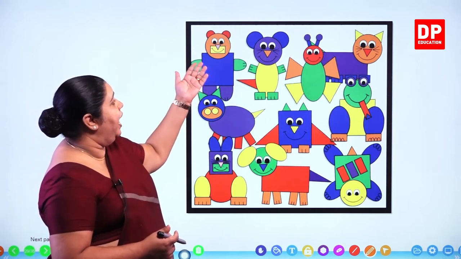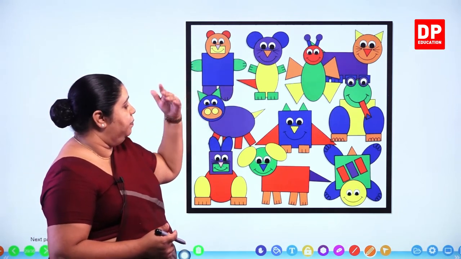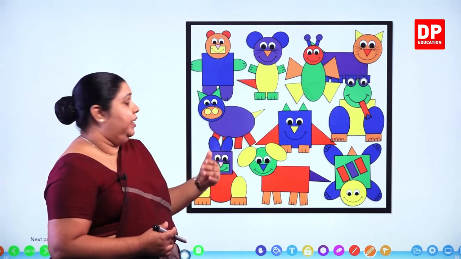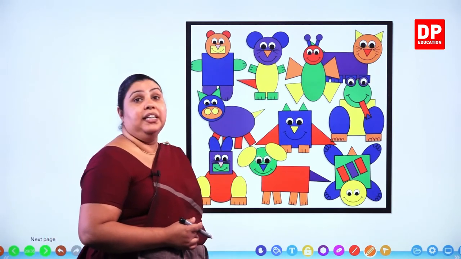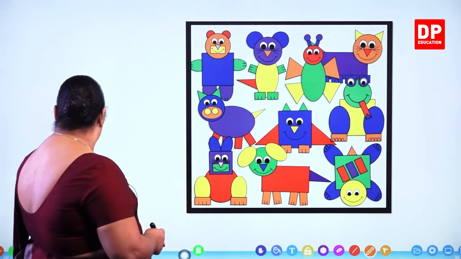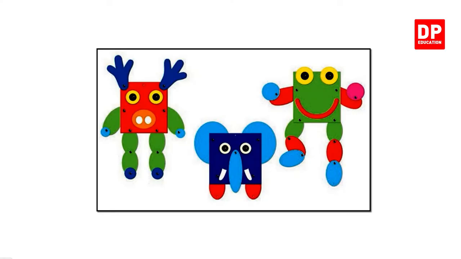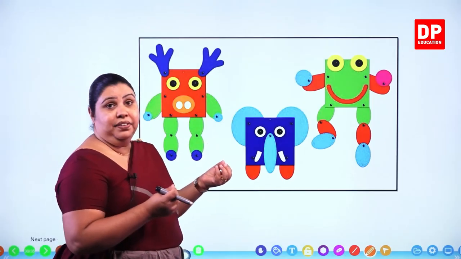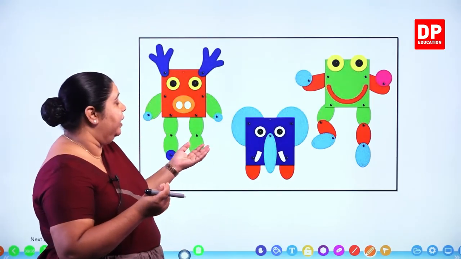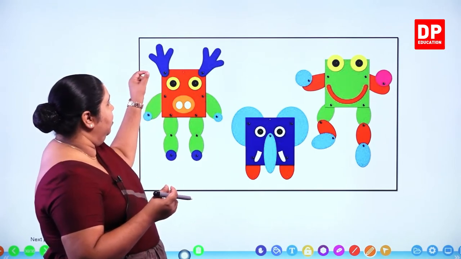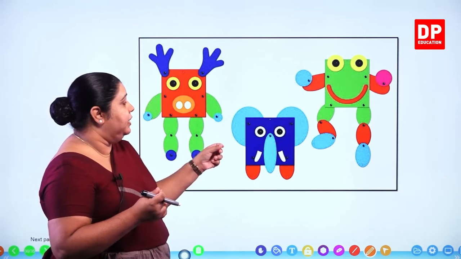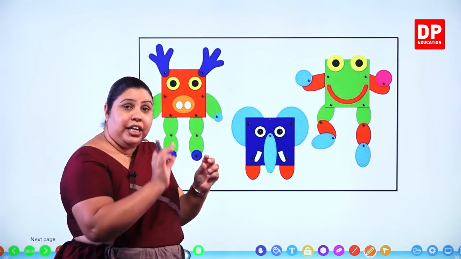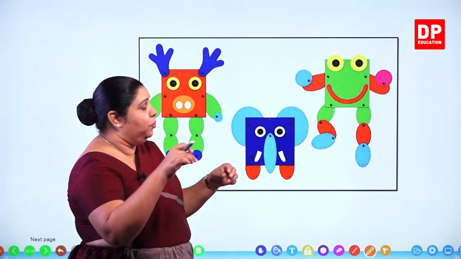They have used squares, rectangles, oval shapes, triangles, different types of circles. All these are here. So this is another beautiful idea for you to make some beautiful animals. Now here, even these little activities, the handwork that you can do, you can maybe use thumbtacks or little drawing pins, and you can fix these shapes onto the other shape and you can make them move.